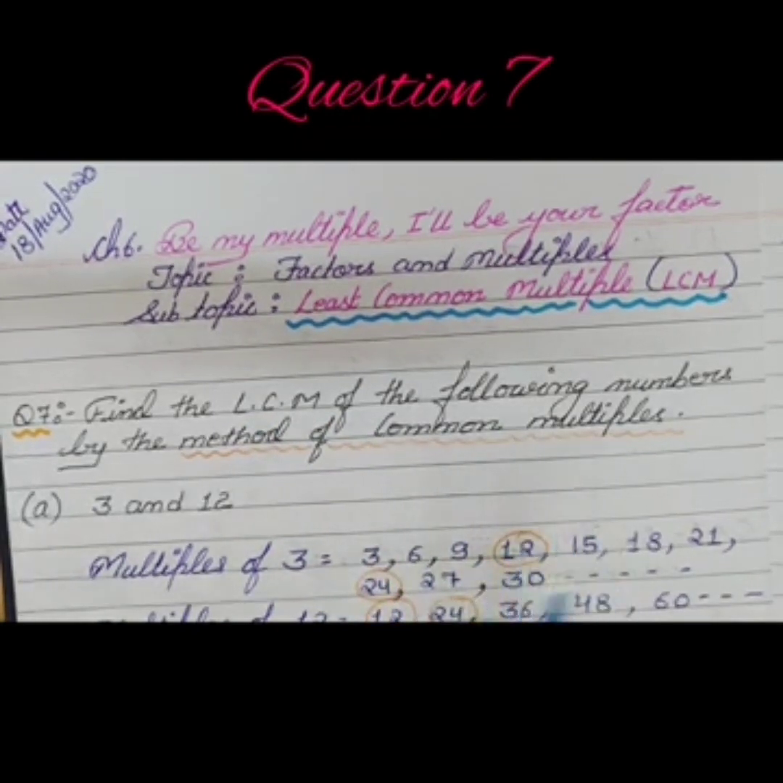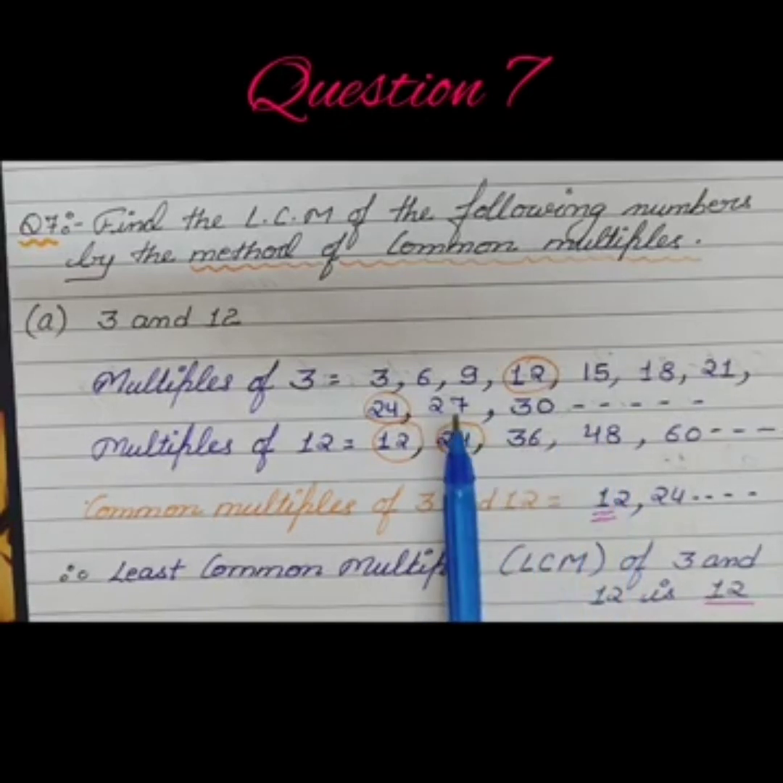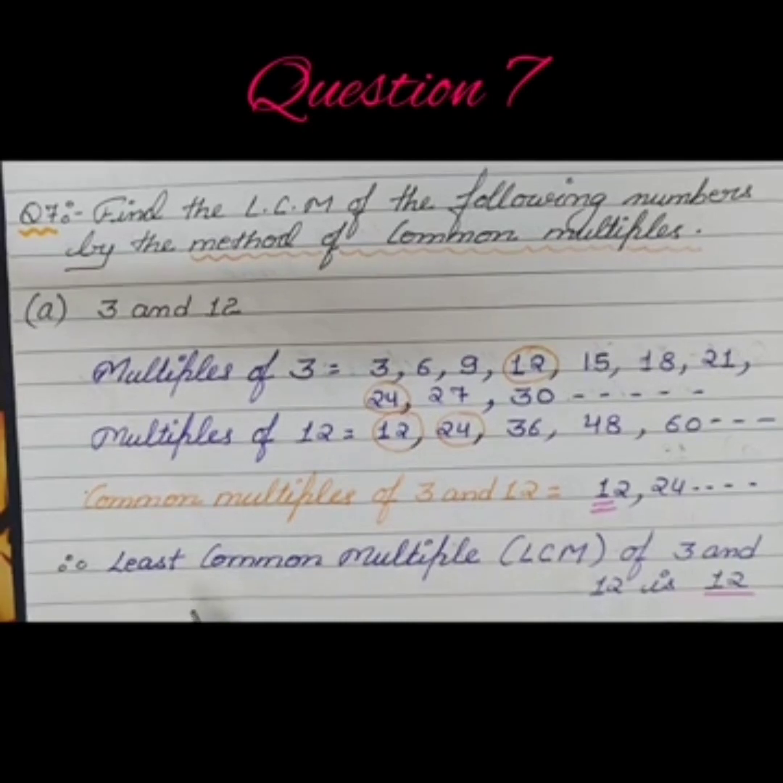So the first step is to find the multiples of 3. Then find the multiples of 12. You know how to find the multiples? Read the table of 3 and read the table of 12. Now find the common multiples among them. So the first common multiple is 12 and the second common multiple is 24. There are many other common multiples also of 3 and 12, but as you know, we have to find the least common multiple. Therefore, the least common multiple is 12.